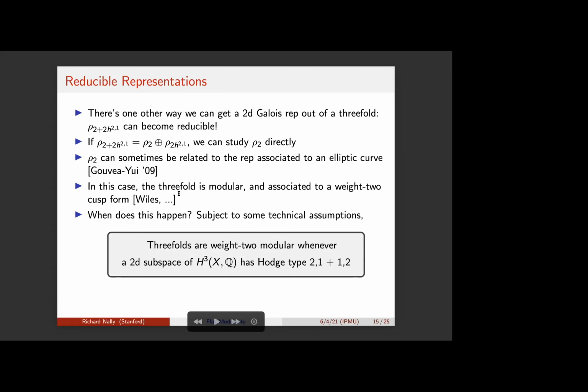So when does this happen? If I give you a generic threefold, a highly non-generic threefold, what are the exact type of non-genericity conditions that make its Galois rep decompose into a piece that looks like a weight 2 eigenform? That happens whenever there is a 2-dimensional subspace of H^3(X, Q), the singular cohomology with rational coefficients, where everything in this subspace has Hodge type (2,1) plus (1,2).